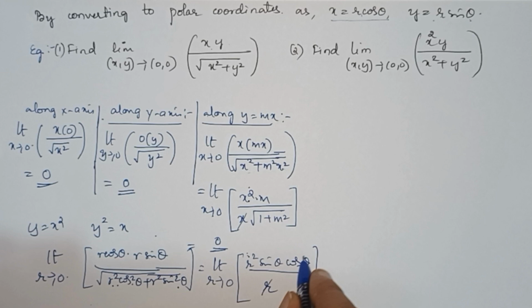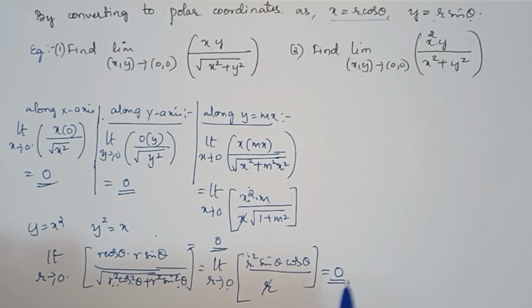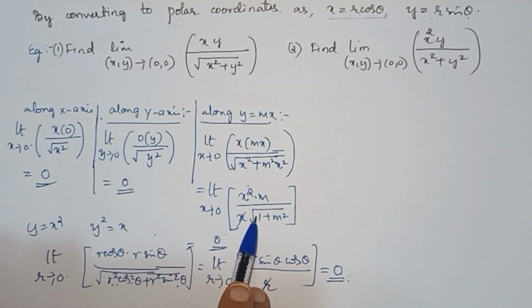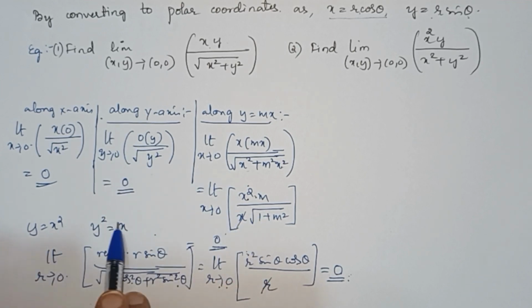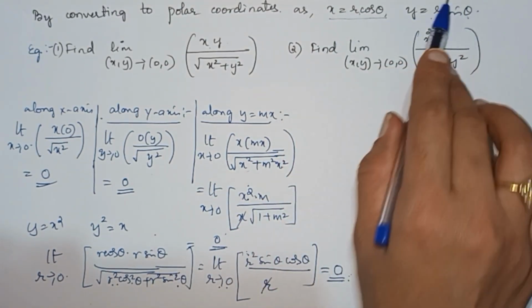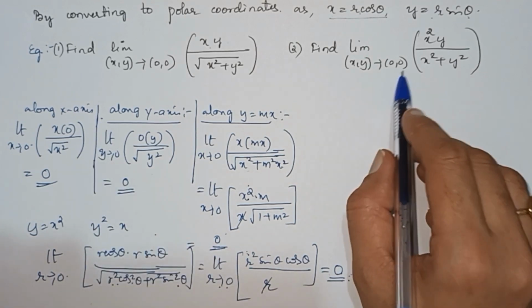So whatever may be the value of theta, as r tends to 0, 0 into anything, you will get the value as 0. That means this limit is independent of theta. It gives you value 0, hence the limit of this function exists and it is equal to 0. The same thing you got here also, but you have checked only for 3 paths. There are certain other paths also. So as it is time consuming, you can go with polar coordinates. If the value is independent of theta, then the limit exists and the obtained value is the value of the given limit.